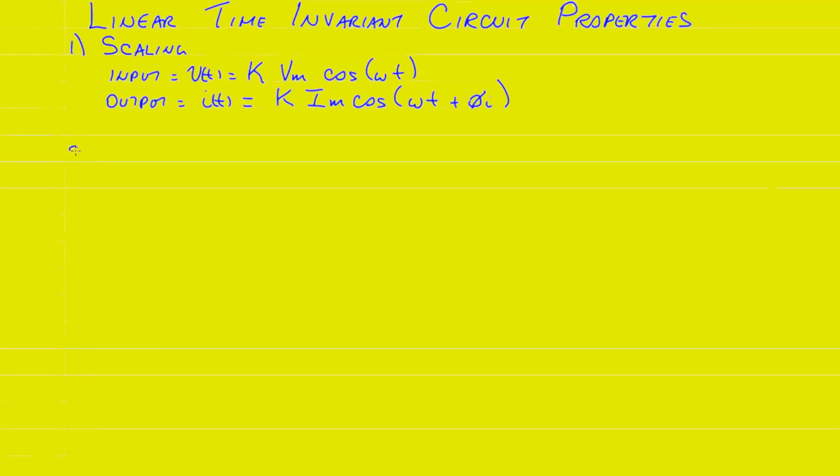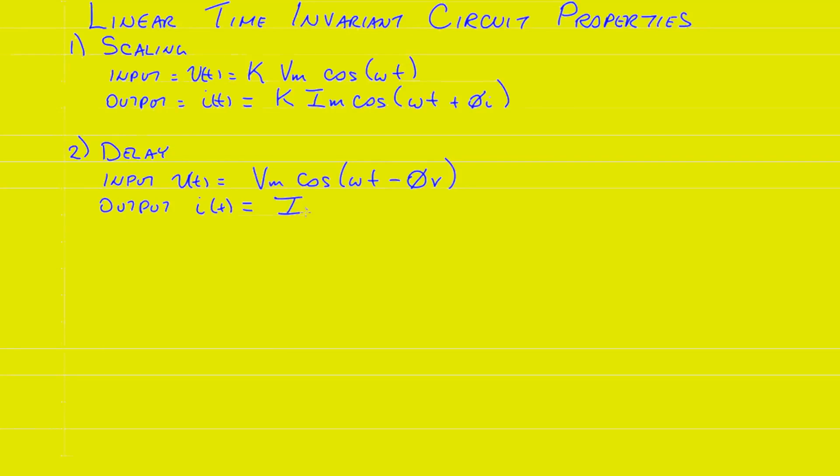The second important property is the delay. If I delay the input, the output will naturally be delayed. The input, V of t, is now equal to Vm cos omega t minus some delay, which we'll indicate this way. Then our output, I of t, will be simply equal to the output we had before, Im cos omega t, plus whatever phase shift we had before, plus whatever phase delay we applied at the input.